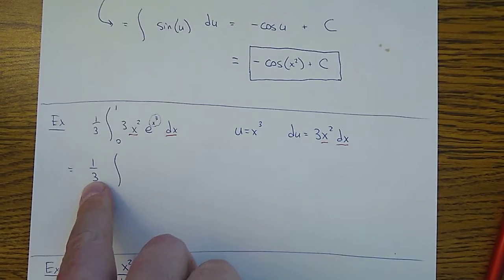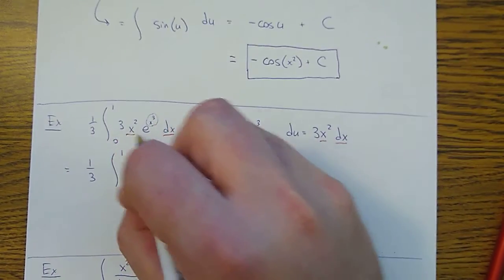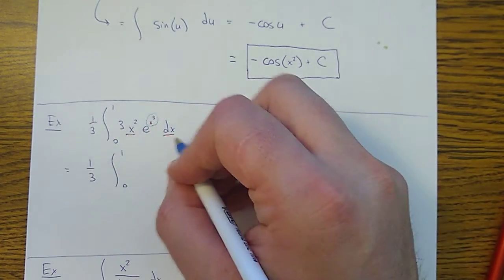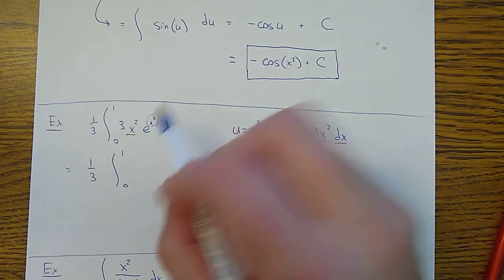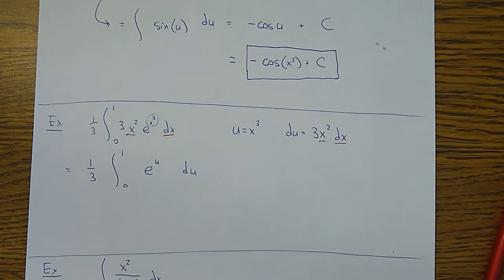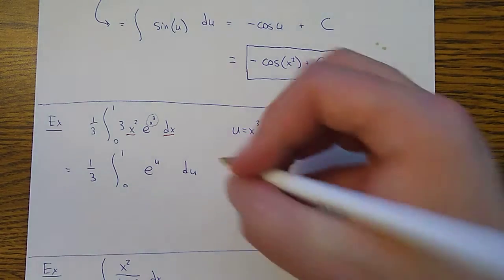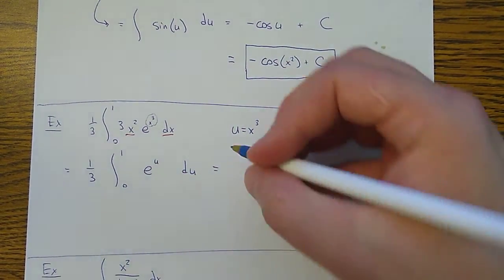So I'm going to keep this 1/3. Now that I have all of this, the 3x squared dx, that's all just du. And this e to the x cubed, that's e to the u. So this is where I'm at now. And this I can do. The antiderivative of e to the u is just e to the u.